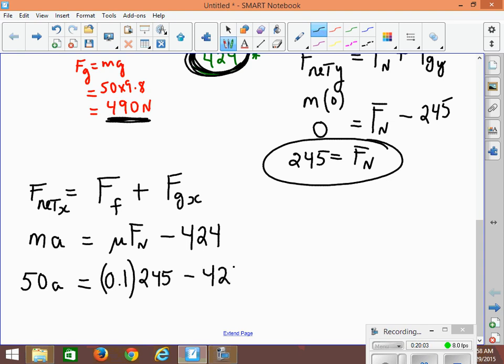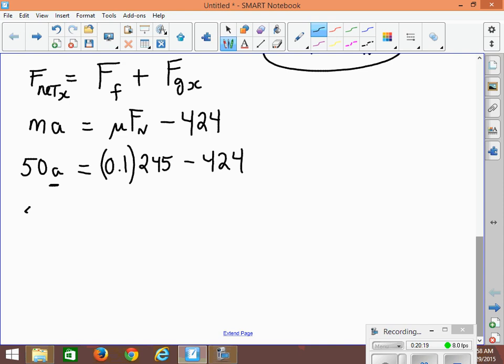And you can see what's happened. The net force equations have reduced themselves down to something with just an A missing, which means we can solve it and answer the question. So let's do that. 50A equals 24.5 minus 424. And so if we just cheat a bit, the difference between those numbers is pretty much 400, right? So we can say that's about 400 just for kicks, and then 50 over here.